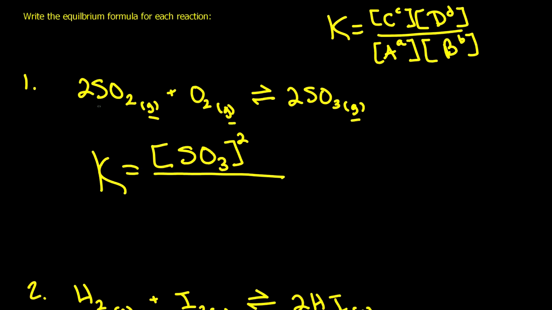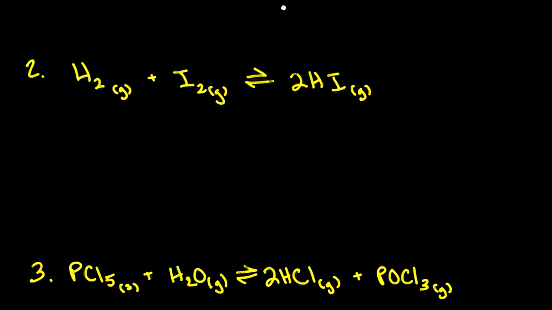So my first reactant is SO2. So the concentration of SO2, and it's going to be raised to a power, and it has a 2 in front of it, so it's going to be squared. Next reactant, times O2. It does not have a number in front of it, so it's going to be considered 1. I'm just going to leave it as is. So there's our formula.